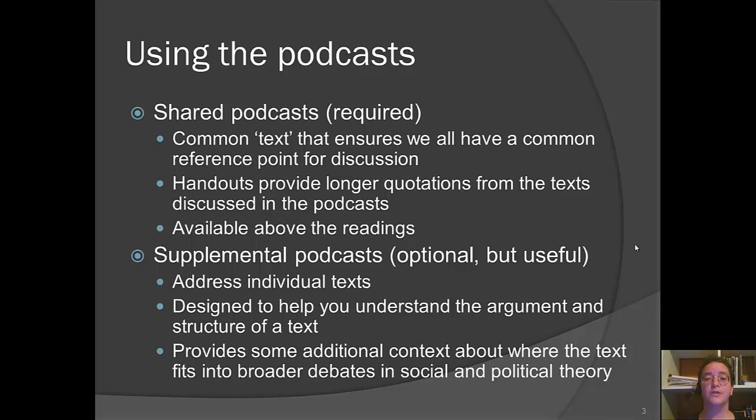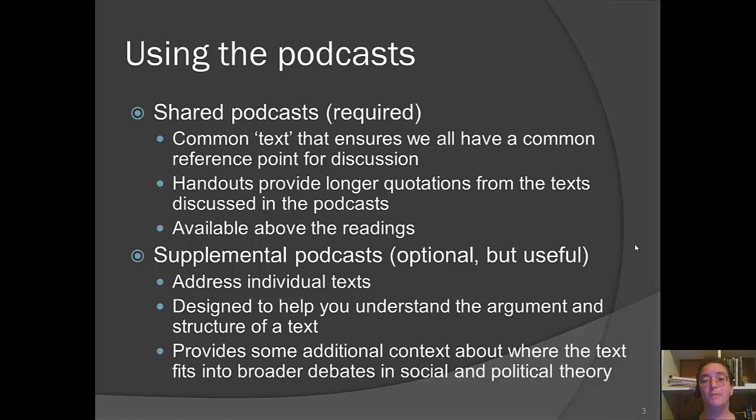There are handouts associated with these podcasts. The handouts are just for the purpose of letting you back up and see longer versions of the text than I wanted to put up on screen when I was doing the podcasts themselves. They're available just above where the readings are available in the Week 2 content folder.